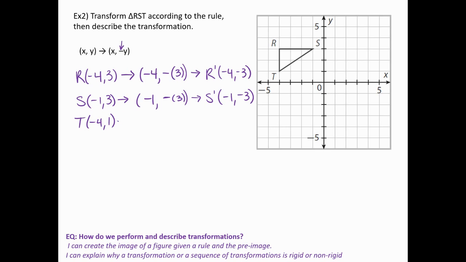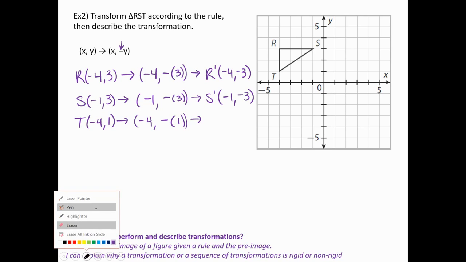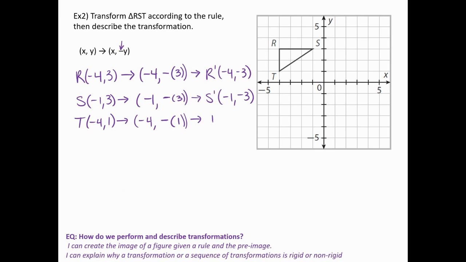And then the last one, again, the x value stays the same. Then I do negative, and then the y value would be plugged in. I get a 1. So T prime is at -4, -1.